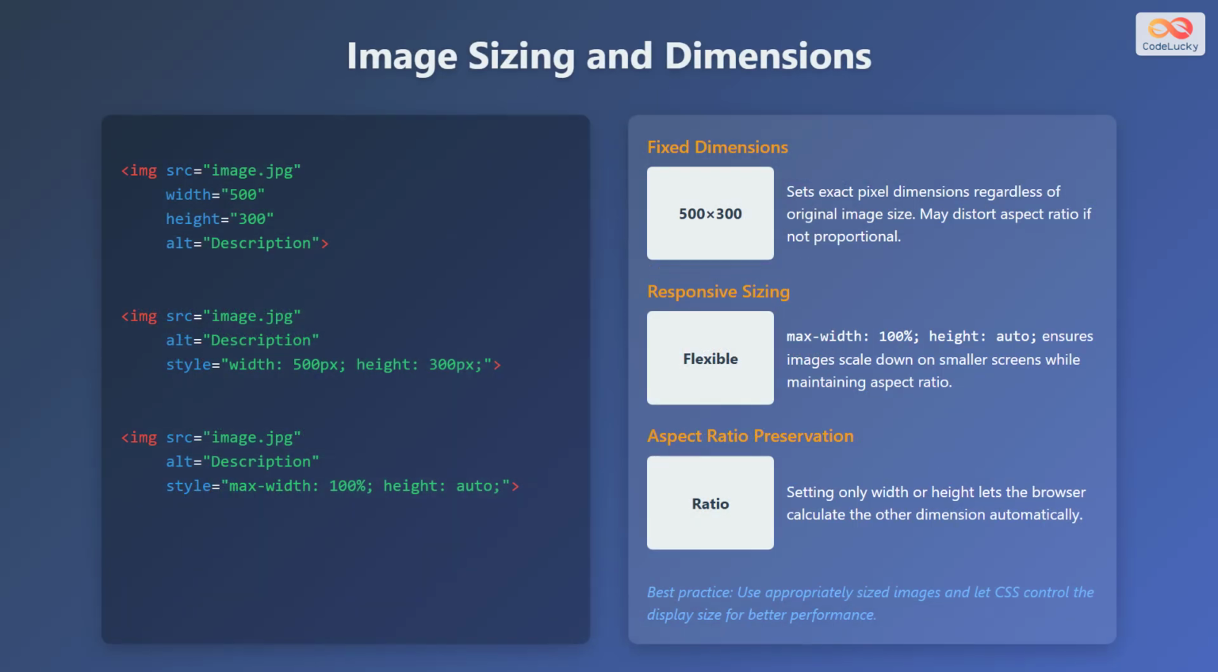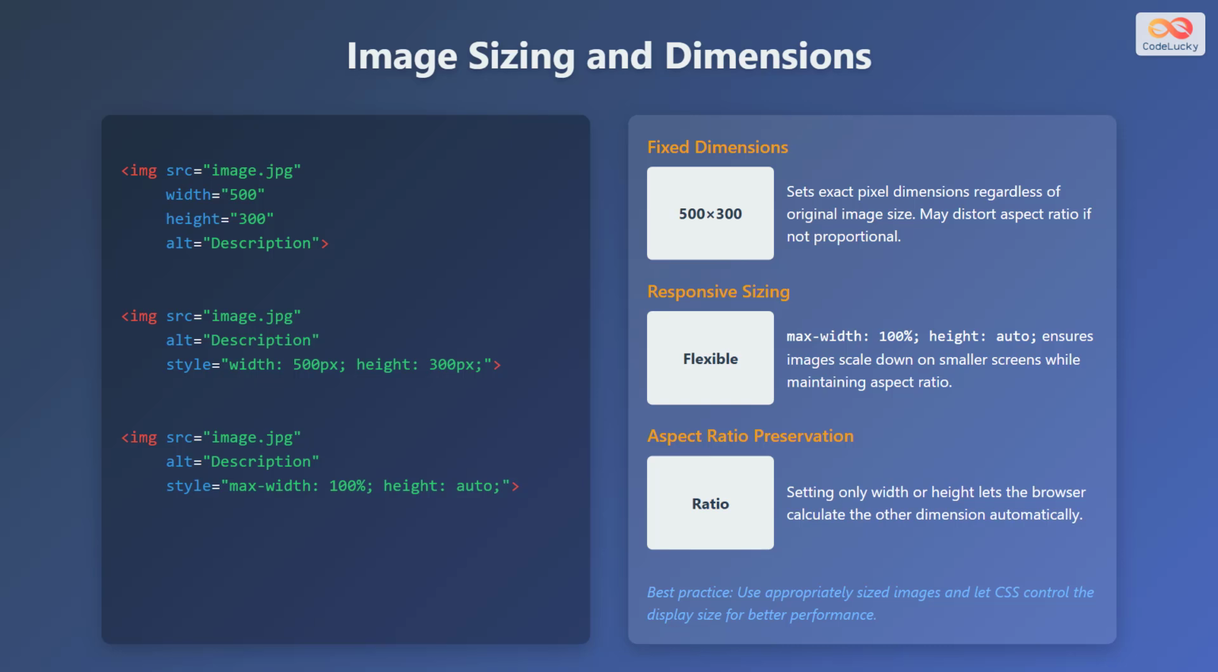There are several ways to control the size and dimensions of images in HTML. You can use HTML attributes such as width and height directly within the img tag, or you can use CSS styling for more flexibility. CSS allows for fixed dimensions, responsive sizing, and aspect ratio preservation. The best practice is to use appropriately sized images and let CSS control the display size for better performance.